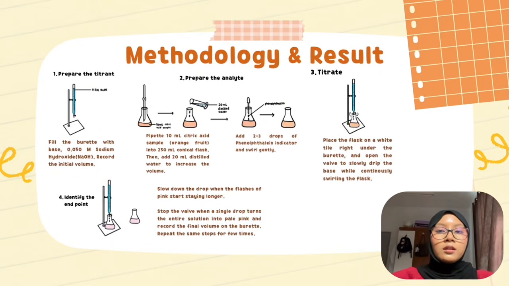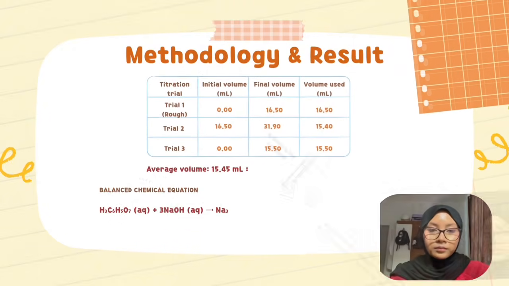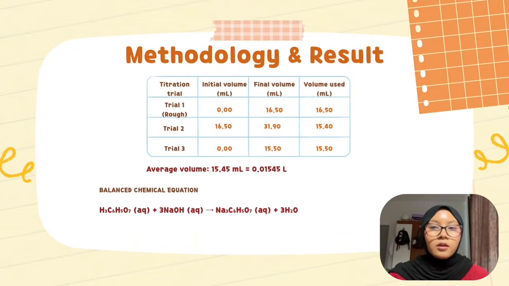Lastly, the final burette reading was recorded and the experiment was repeated to obtain more reliable and consistent results. So as you can see on this part, these are the results obtained from the titration experiment. A rough titration was first carried out to estimate the endpoint and required 16.50 ml of NaOH, and 2 additional titrations were then performed to obtain more accurate values.